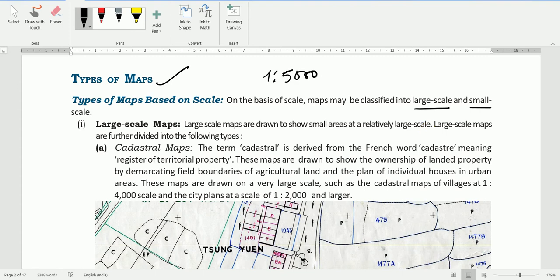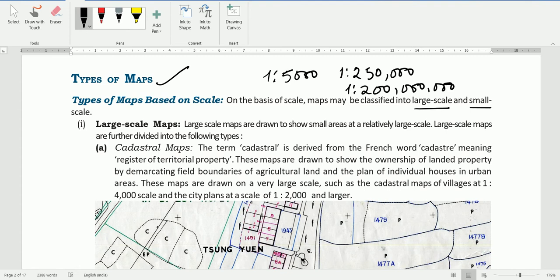Large scale, for example, see here, 1 is to 5,000, or, for example, 1 is to 250,000. So these are examples of large scale maps. And about the small scale maps, say for example 1 is to 2 million. This is an example of a small scale map.